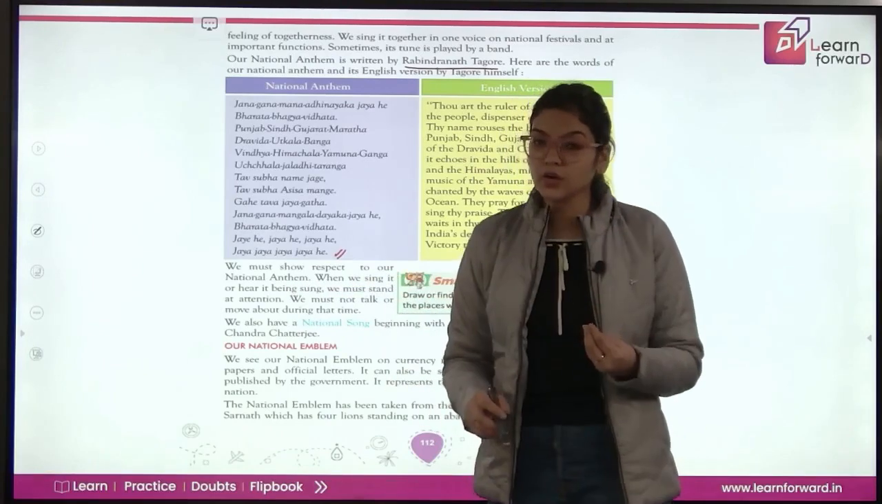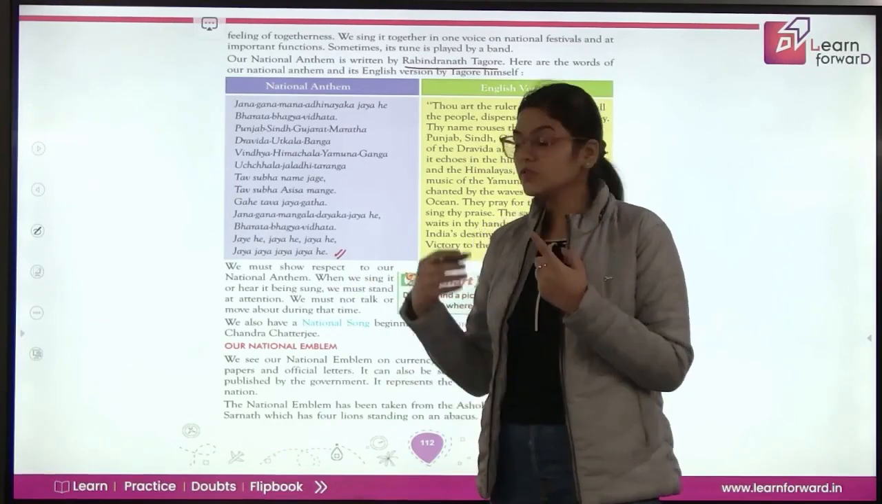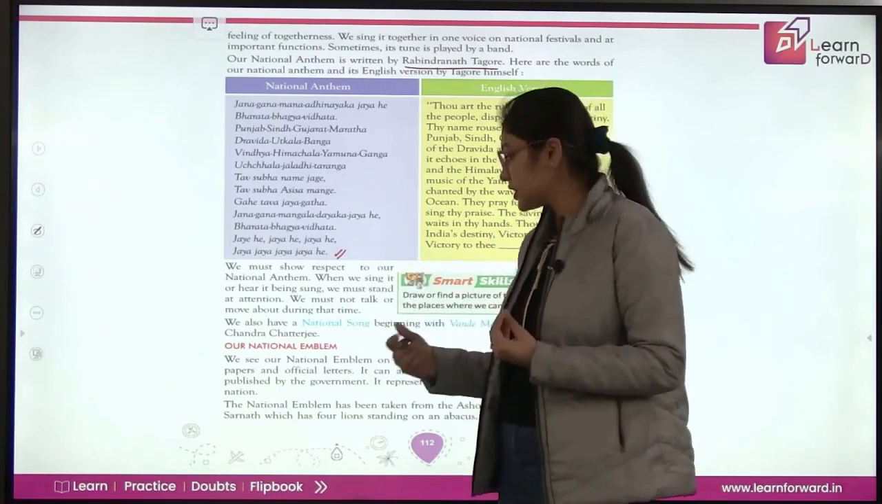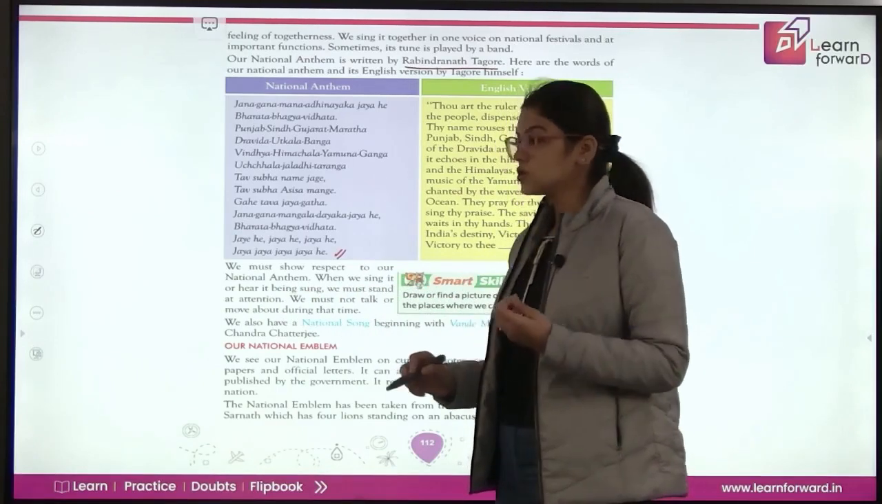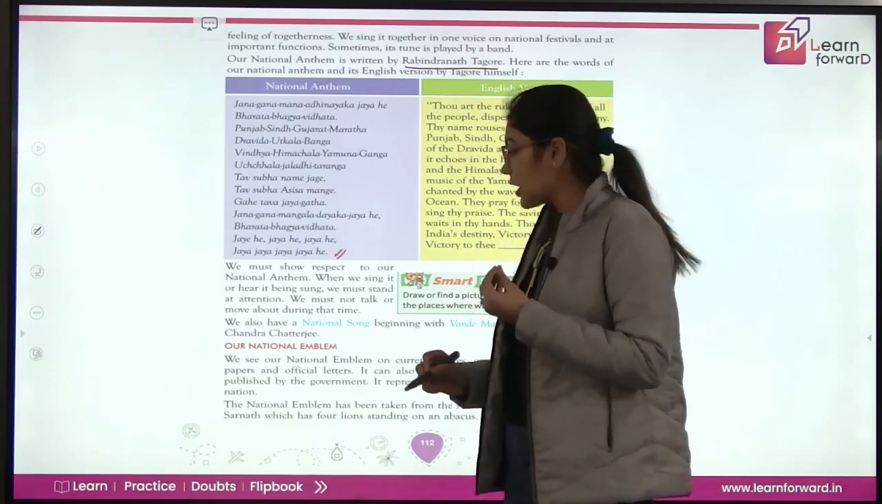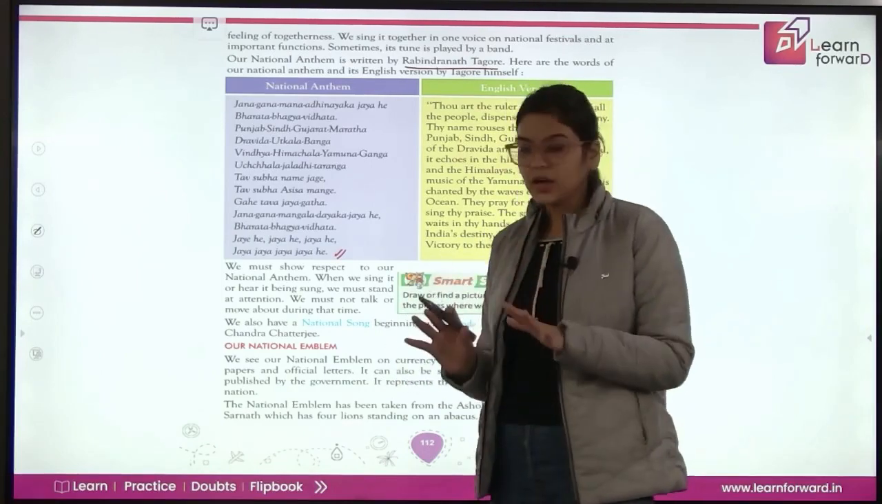जब आप गा रहे हो और even if you are hearing it, if someone is singing, so you should stand at attention. We must not talk or move about during that time. So when national anthem is played, we should not talk and we should just stand at that point of time.